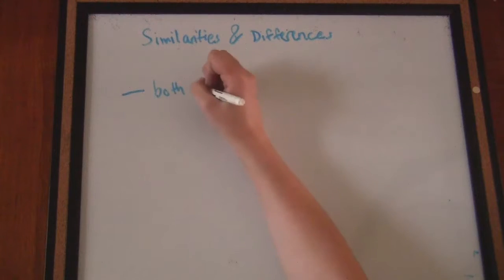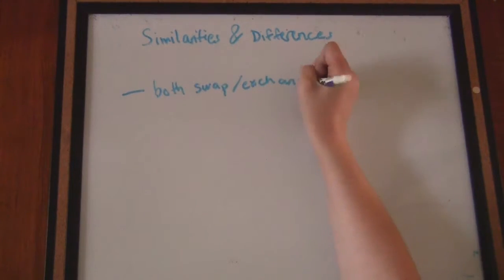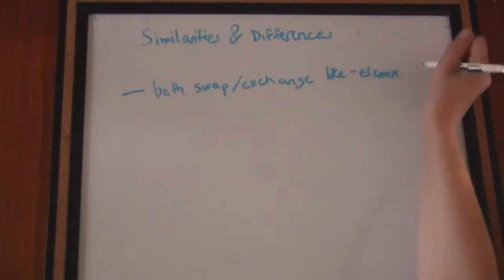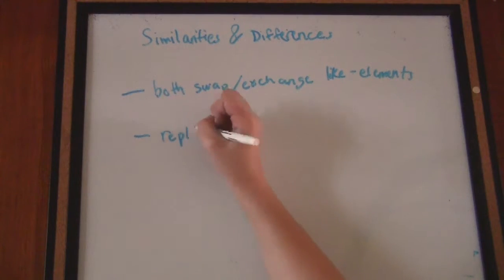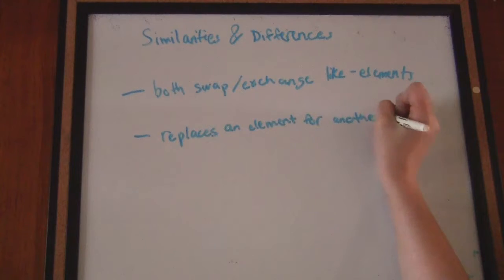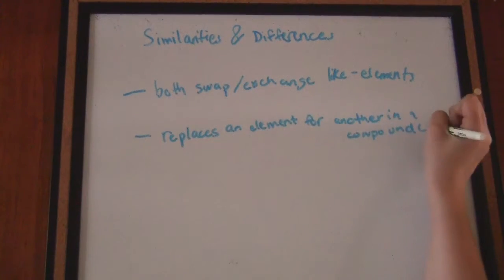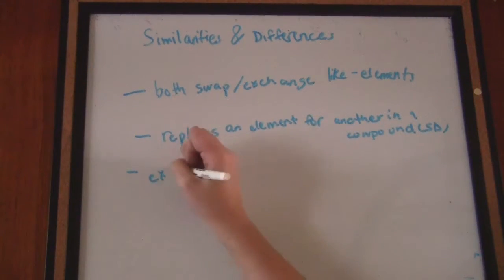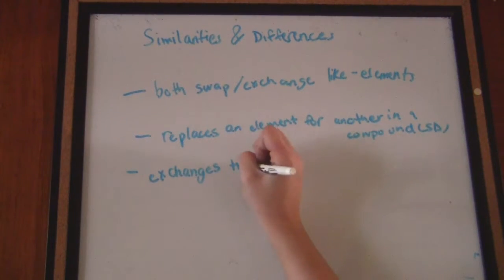Now some similarities and differences between single displacement and double displacement. Both swap or exchange like elements. One replaces an element for another in a compound, single displacement, and the other exchanges the cations or the anions of 2 ionic compounds.